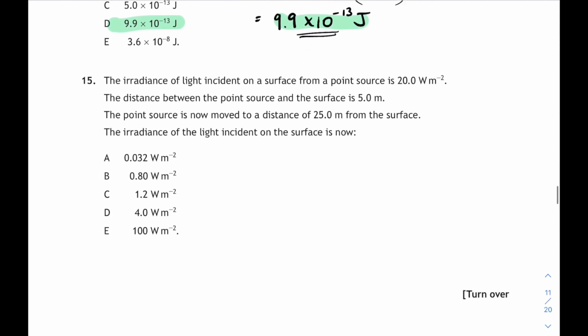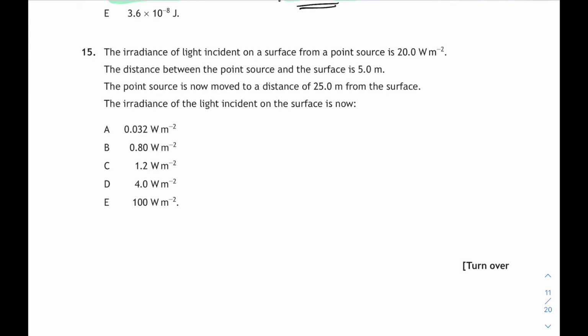Question 15. The irradiance of light incident on a surface from a point source is 20 watts per square metre, and the distance between the point source and the surface is 5 metres. If the point source is now moved to a distance of 25 metres from the surface, then what is the new irradiance of the light incident on the surface? Well, straight to your relationship sheet here.